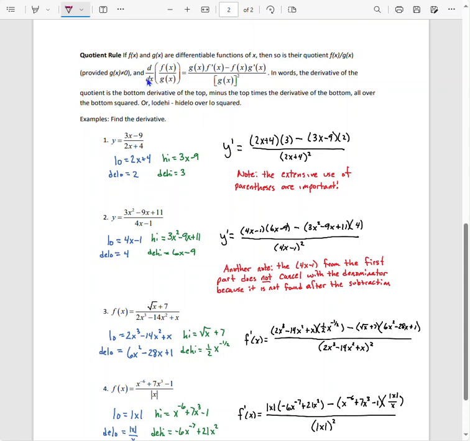So now let's talk about the quotient rule. If f of x and g of x are differentiable functions of x, then so is their quotient, as long as g of x is not the zero polynomial. The derivative of the quotient is g of x times f prime of x minus f of x times g prime of x, all divided by g of x squared.